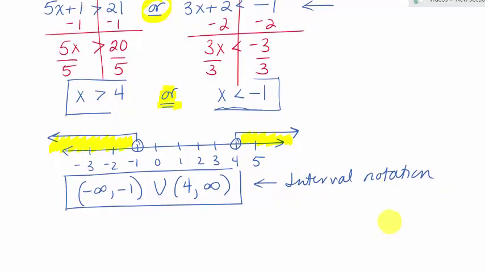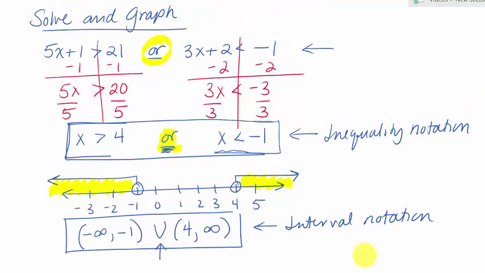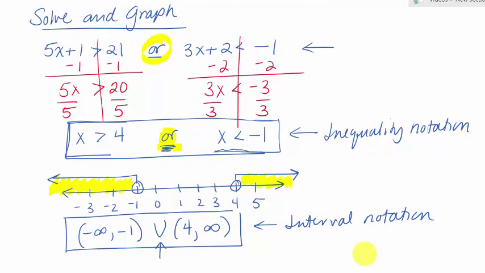You could also write your answers using inequality notation, and that we've already done. It's right up here. You do have to include the word OR. That's kind of like your union sign in the interval notation. So now you see how we can solve this compound inequality. This is a union compound inequality because we have to use this union symbol down here at the bottom to join our two solution sets.